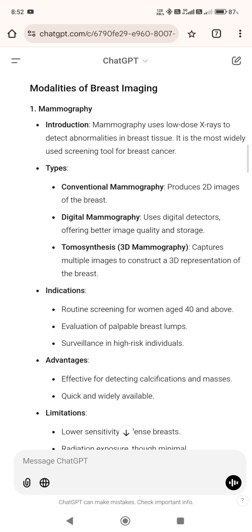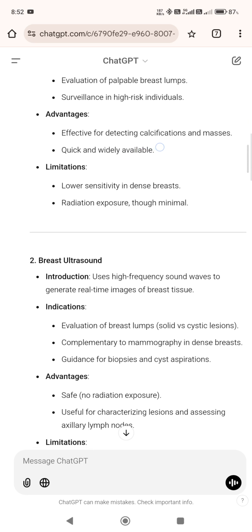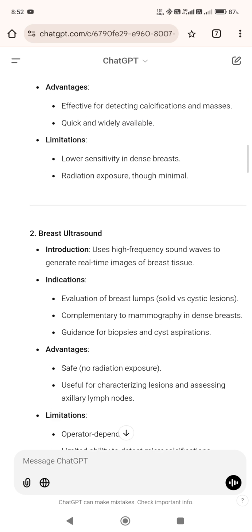Indications: routine screening for women aged 40 and above, evaluation of palpable breast lumps, surveillance in high-risk individuals. Advantages: effective for detecting calcifications and masses, quick and widely available. Limitations: lower sensitivity in dense breasts, radiation exposure, though minimal.